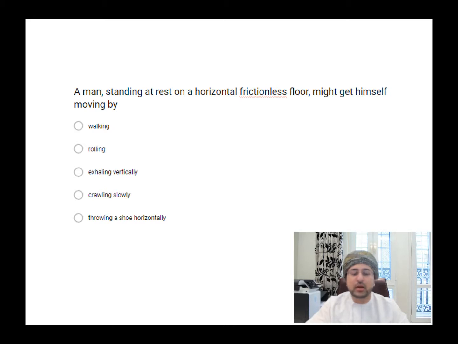I would say walking is not possible because there's no friction. Rolling is also not possible because the person would just roll in the same place over and over again, not going anywhere. Exhaling vertically wouldn't help because although that's going to give you a net change in momentum, there's still gravity downwards, so you're not going to do anything. Crawling slowly isn't going to work either, no friction. The only option is throwing a shoe horizontally. It's just like the rocket. The shoe is going to have a momentum mv in that direction, which means you're going to get an mv in that direction.